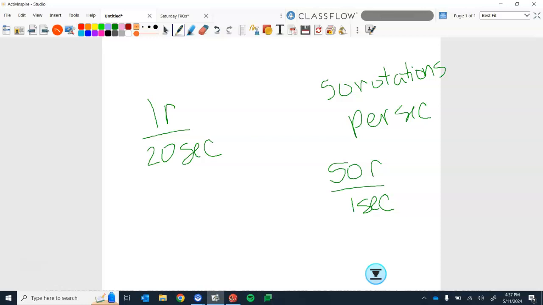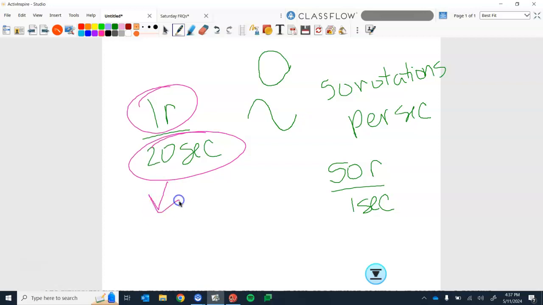Remember, one rotation would be like starting here on the unit circle and going all the way around, like going from 0 to 2 pi. Pretend like that's a circle. This would be one rotation. It's one cycle. So one rotation, one cycle is one period. So here, where I have one rotation is 20 seconds, that means this is my period. The period is 20 seconds.